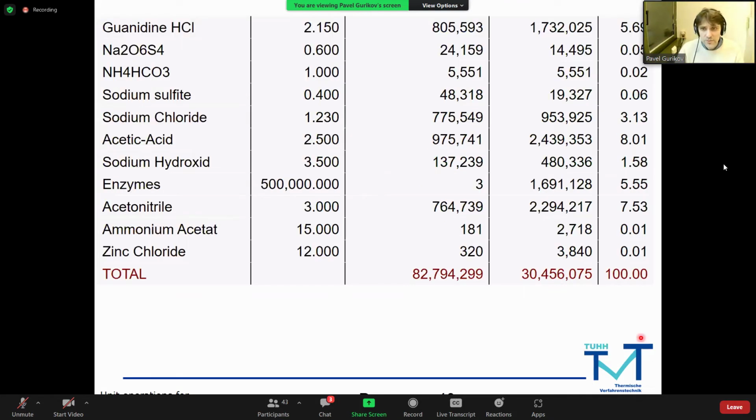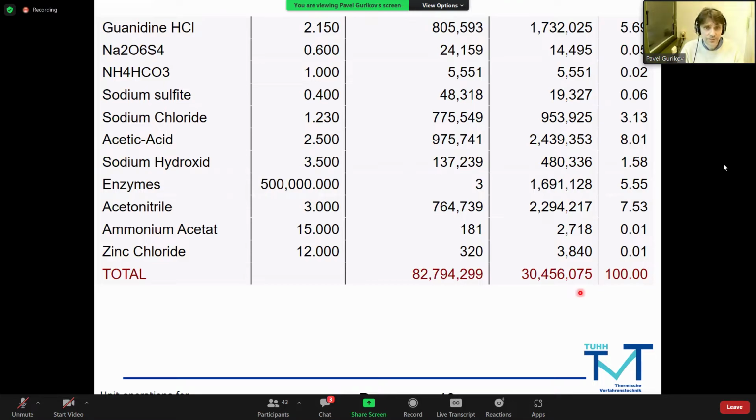So how much do you spend for all chemicals? Let me take a look. Annual costs: 30 million dollars out of $105 million. Approximately one third, 29% as this diagram tells, goes for chemicals.